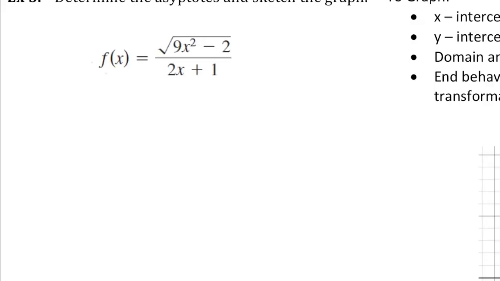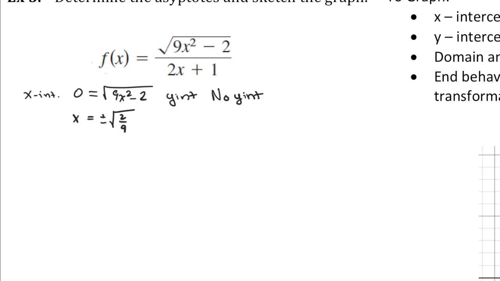Example 5 has a fabulous little square root in it. This is going to make our problem so much more interesting. Talking about your x-intercepts first. The x-intercepts occur when your y is equal to 0. When 0 equals the square root of 9x squared minus 2. Square both sides, solve it, and you come up with x is equal to plus or minus the square root of 2 over 9. Now your y-intercepts occur when you let your x equal 0, which leaves us with a negative under a square root. So we have no y-intercept in this problem.